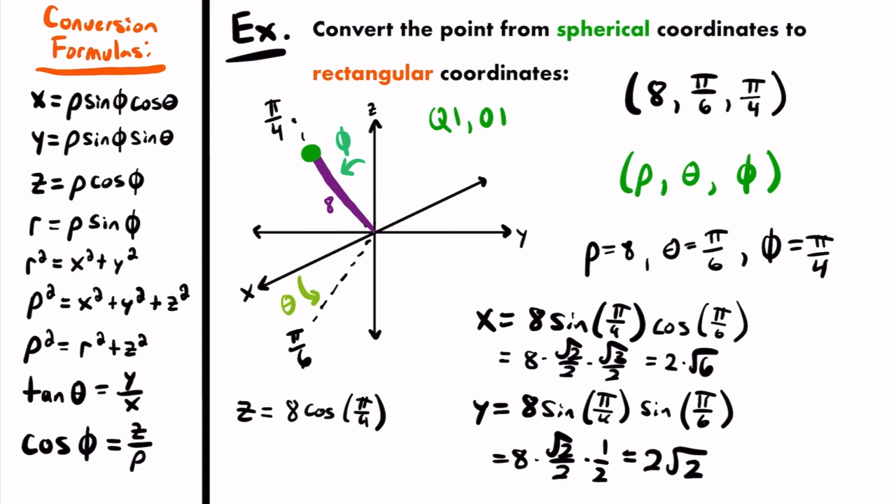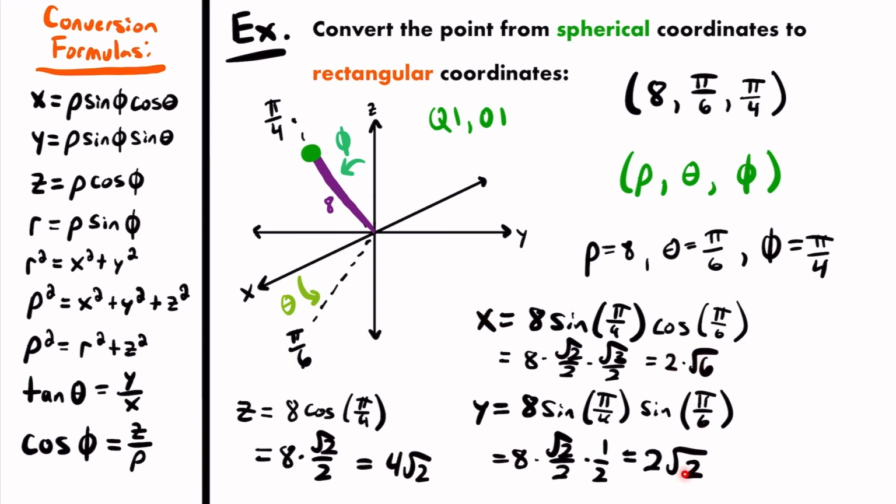And then finally, the z-coordinate, we have 8 times cosine of pi divided by 4. Cosine of pi divided by 4 is the square root of 2 divided by 2. So z is equal to 8 times the square root of 2 divided by 2, and 8 divided by 2 is 4, so this is equal to 4 square roots of 2.